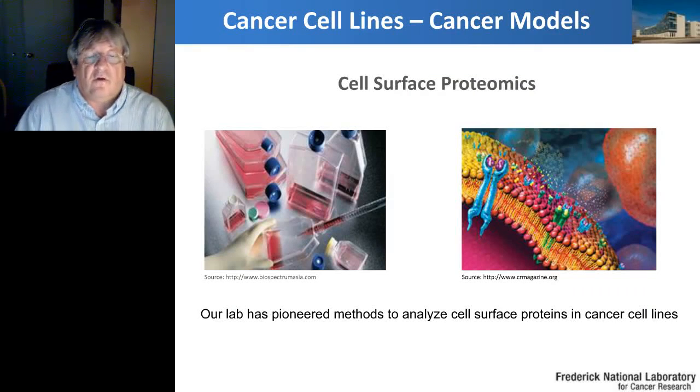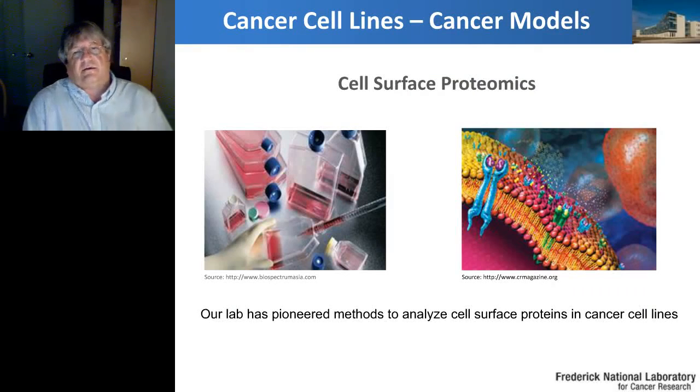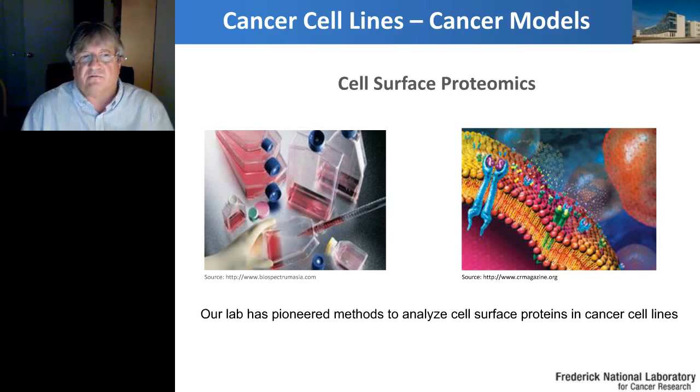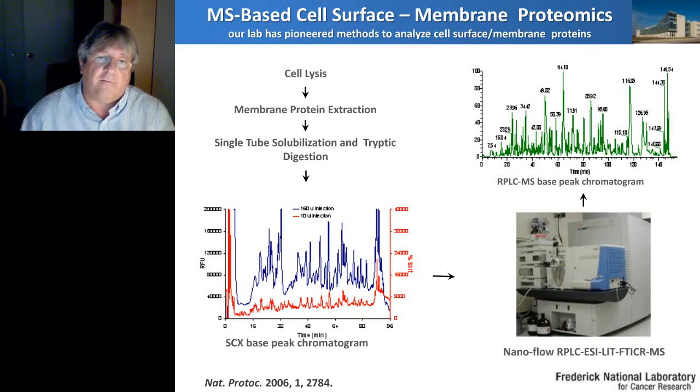The other thing we can target as a biomarker: most of the targets nowadays, like Herceptin and chimeric antibodies, are really hitting the cell surface. Anyhow, 70% of drugs used in medicine nowadays are targeting the molecular cell surface. So I would like to emphasize that our lab has pioneered methods to analyze cell surface proteins in cancer cell lines, and we have been doing it for more than a decade.